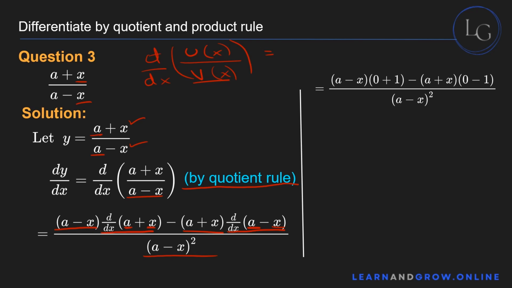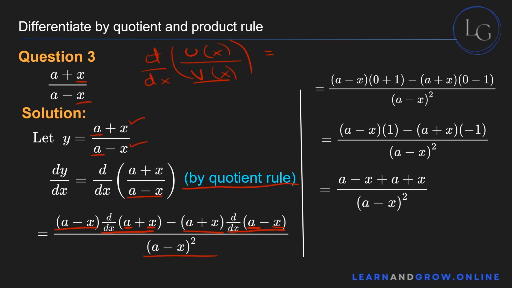So that is what we've done here, and so you're left with this, and after doing the multiplication and calculation, you get this x and this x will be cancelled out because they'll be subtracted from each other, and then you're just left with 2a over a minus x whole square.